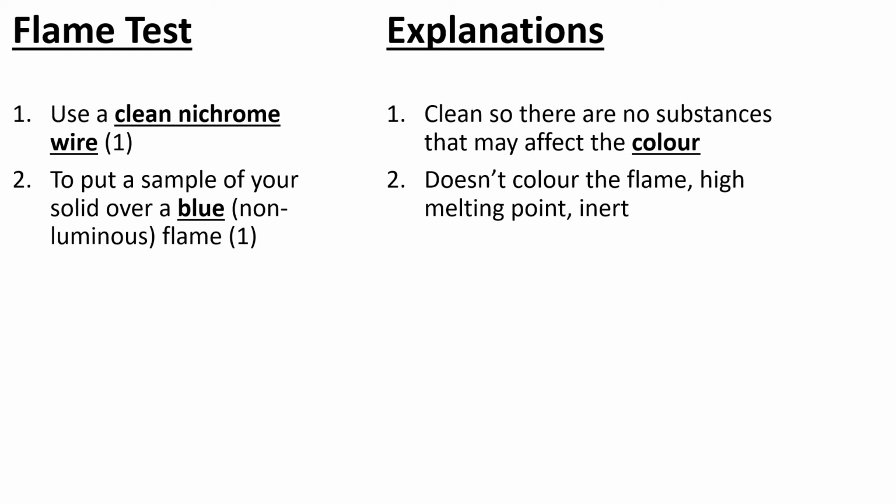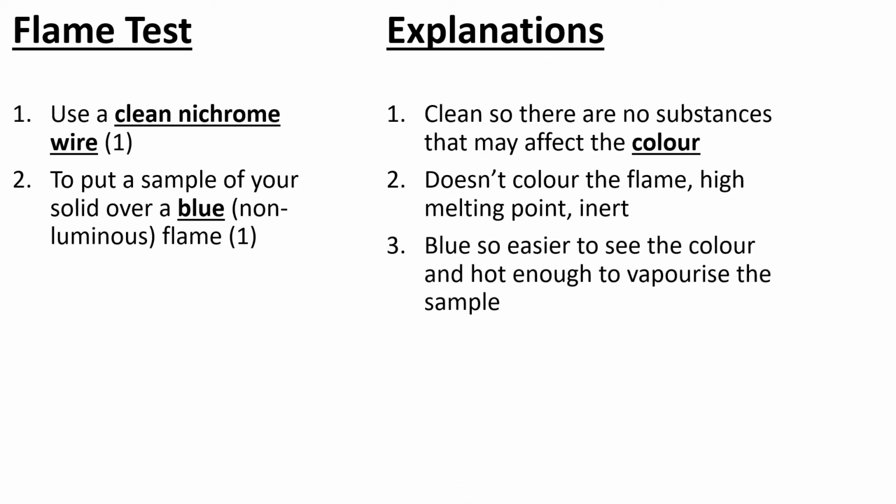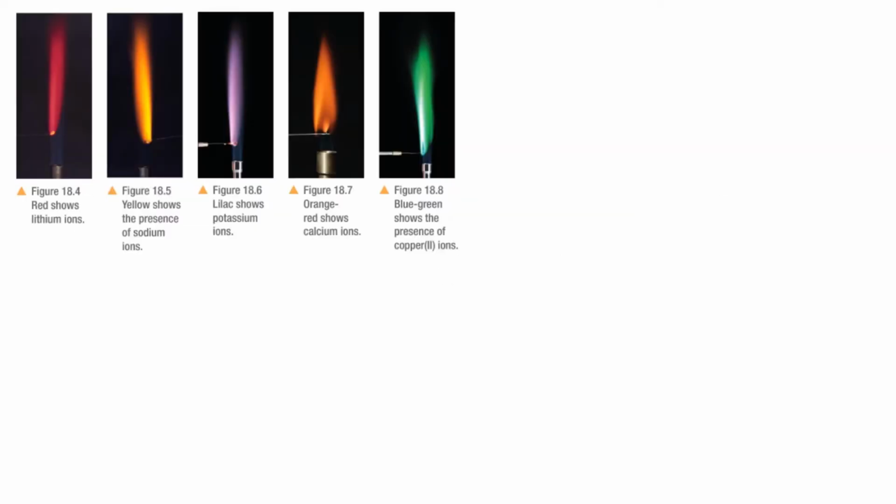And it has to be nichrome because nichrome doesn't colour the flame and it has a high melting point and it is inert. And then 3, another explanation is it needs to be blue so that you can easily see the colour. And again, we've got the word colour in all 3 of these explanations, and hot enough to vaporise the sample as well.